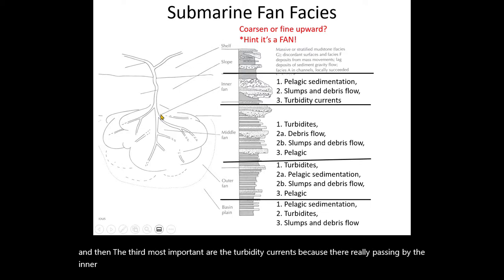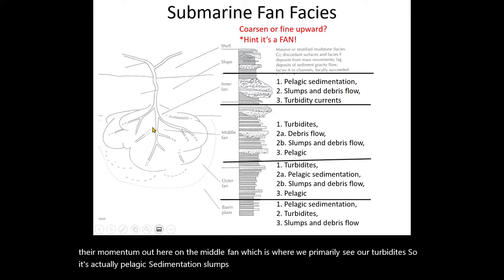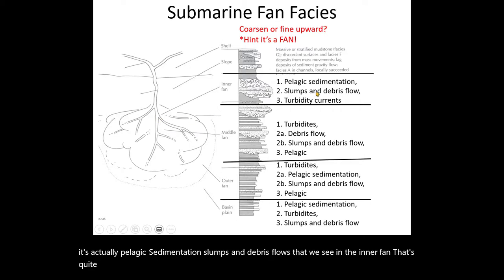They have a lot of momentum here, and they're just moving through. And they're losing their momentum out here on the middle fan, which is where we primarily see our turbidites. So it's actually pelagic sedimentation, slumps, and debris flows that we see in the inner fan. That's quite similar actually to our alluvial fan deposits, where we also get more debris flows in the proximal section.